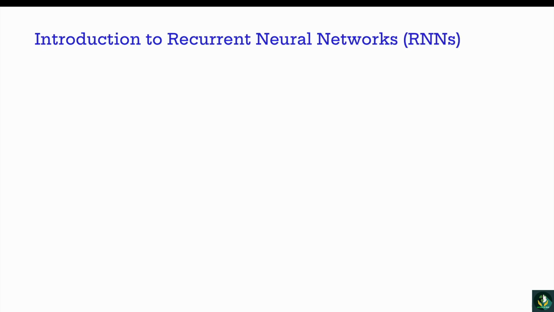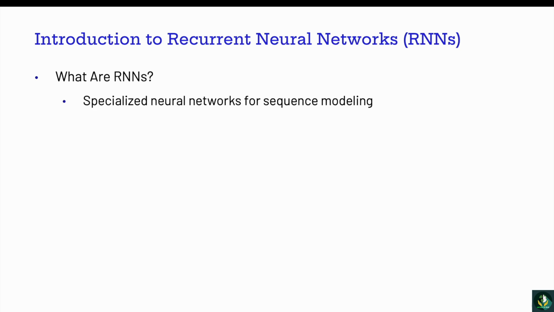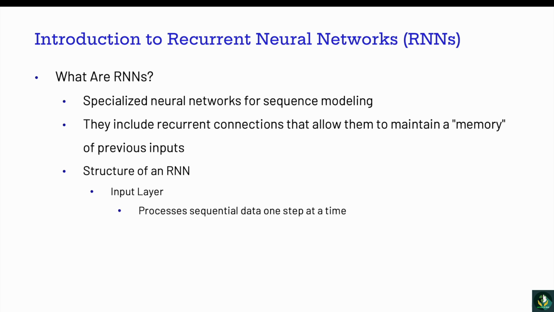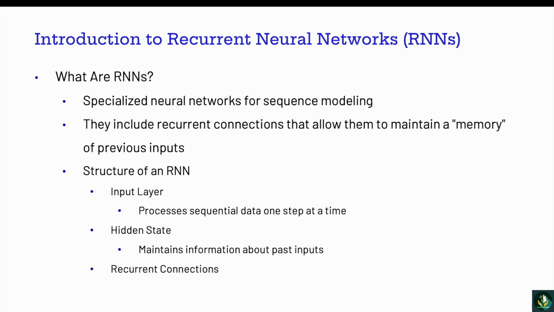Next, let's go over the introduction to recurrent neural networks or RNNs. What are RNNs? RNNs are specialized neural networks for sequence modeling. They include recurrent connections that allow them to maintain a memory of previous inputs. The structure of an RNN has an input layer, which processes sequential data one step at a time. Then it has a hidden state, which maintains information about past inputs. And it has recurrent connections, where we pass hidden states from one time step to the next.